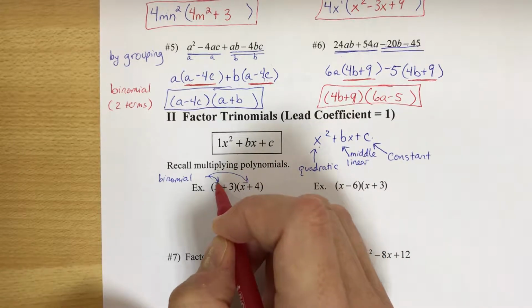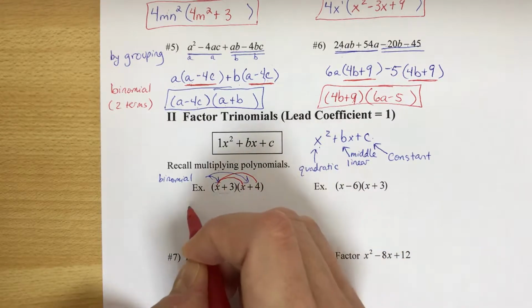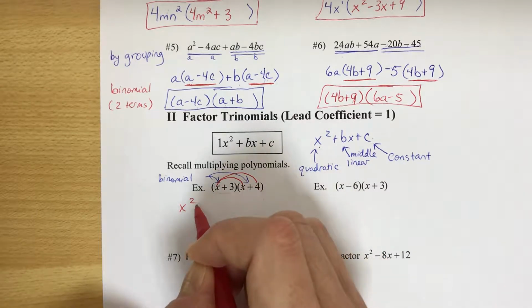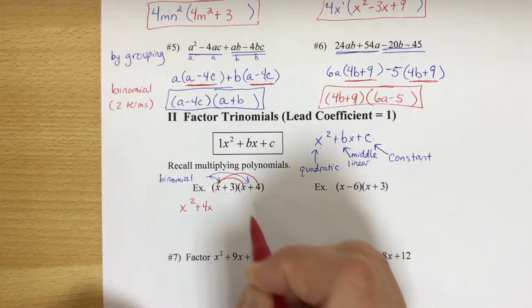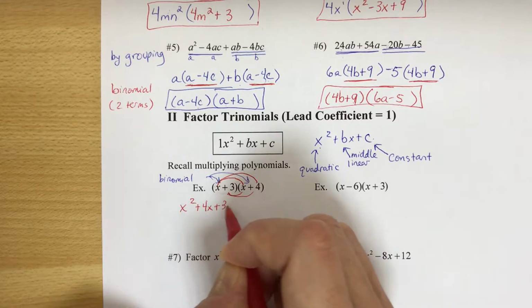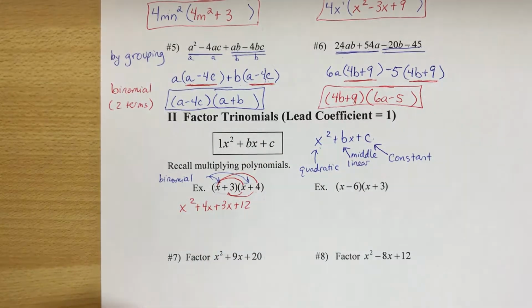What's happening is this first x is going to distribute to x plus 4. So x will multiply x, which is x squared. X will multiply 4, which is 4x. But then I also have to distribute my second term, which is positive 3. So 3 will multiply x, which is 3x. 3 will then multiply 4, which is 12.